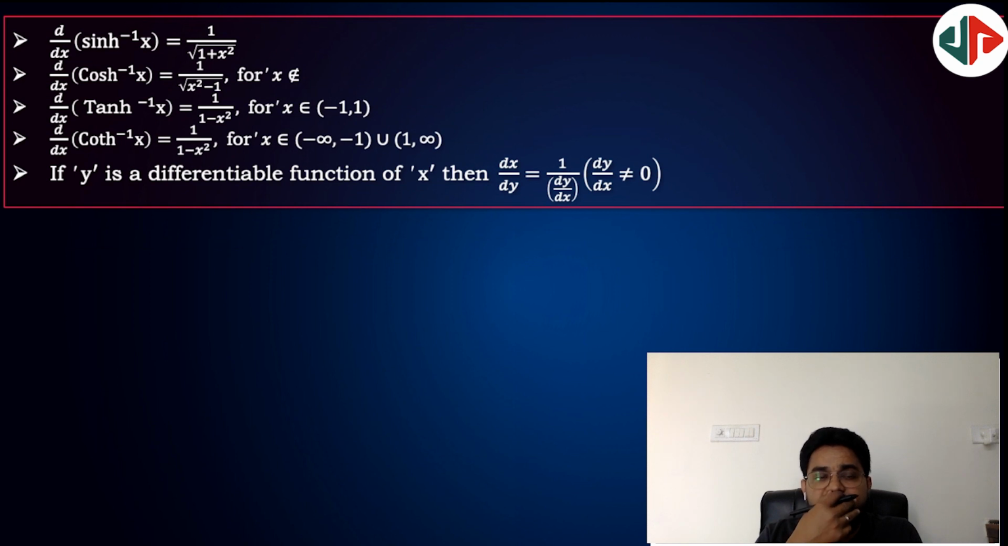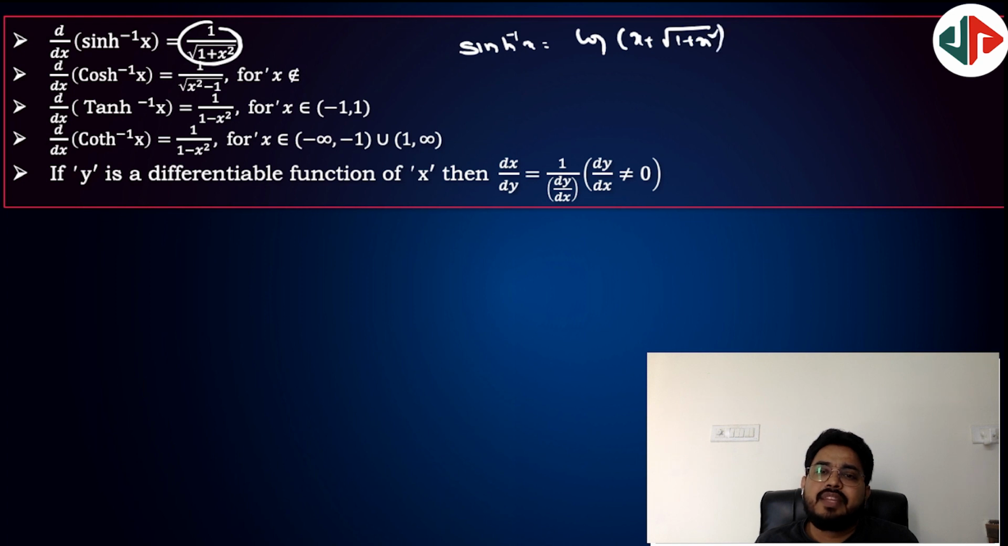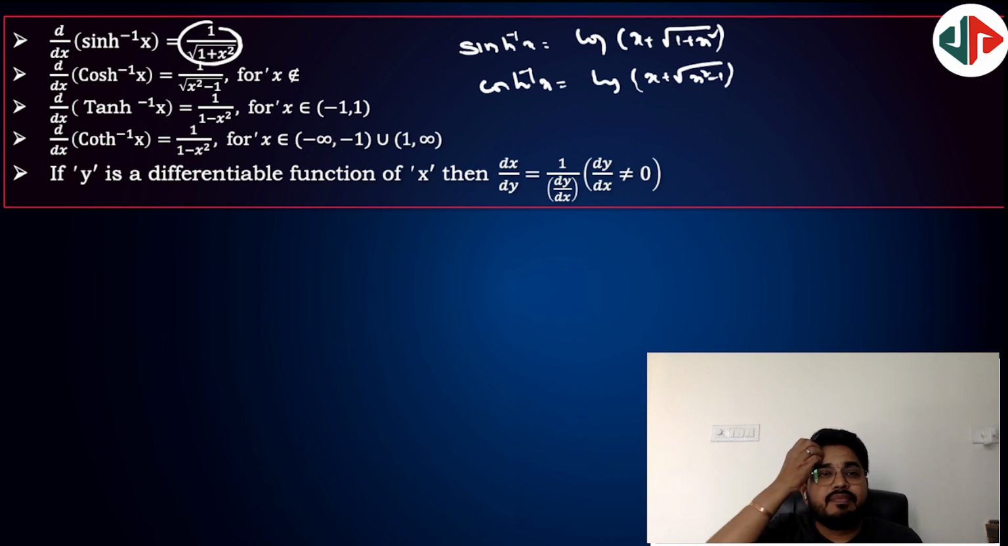Derivative of sin h inverse x, derivative of cos h inverse of x. So what is derivative of sin h inverse? First of all, you should know what is sin h inverse of x, which is equal to log of x plus root over 1 plus x square. Cos hx, cos h inverse x, log of x plus root over x square minus 1, tan hx, etc.